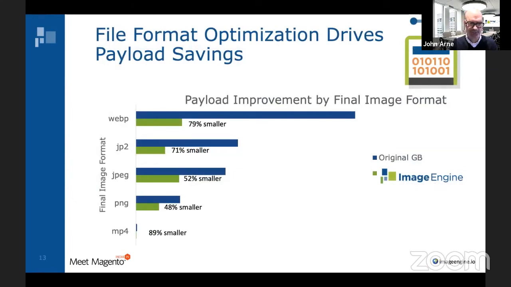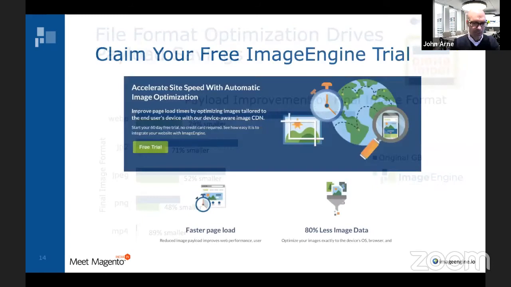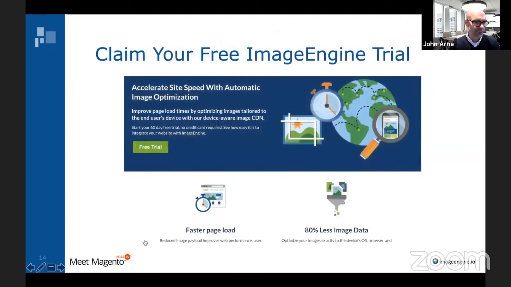Here's a slide showing how much ImageEngine can reduce the payload. We do support all these different formats. Even animated GIFs will be transformed to MP4, so it will actually be a video for supporting devices. Typically iOS devices and macOS browsers like Safari would support MP4 video.